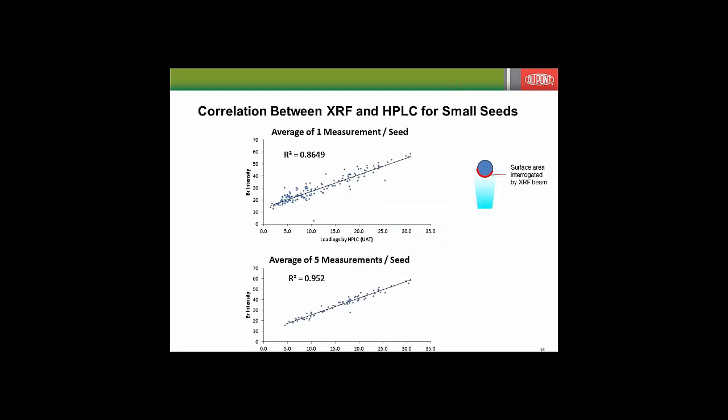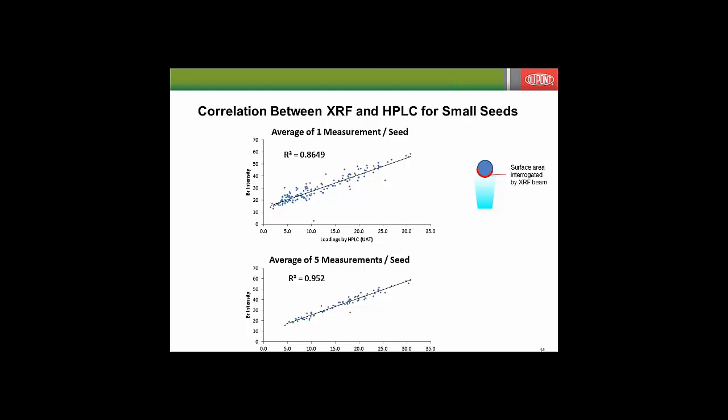I mentioned a moment ago that XRF could also be used for looking at seeds on just a seed-to-seed basis. This is just a simple demonstration of how that would work. The illustration on the right is sort of showing what would happen at least with a small, somewhat round seed being interrogated from underneath by the XRF beam. And what you can do is you can look at the fluorescence emission from the coating on the seed, and it will correlate with subsequent HPLC measurements.